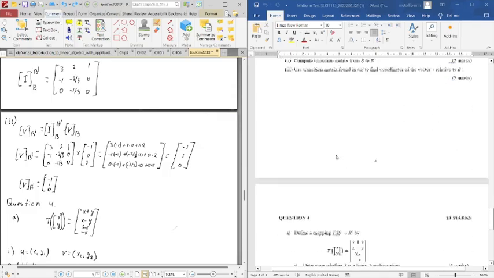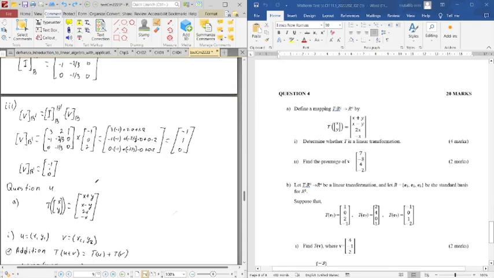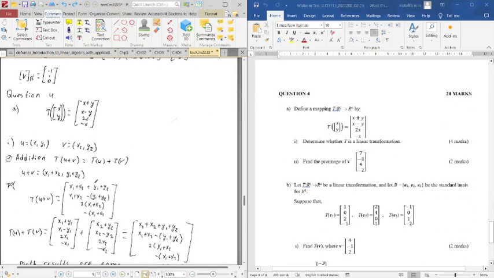And for question 4, it is define a mapping of the transformation from R2 to R4 given by T of vector (x, y), and its image is (x plus y, x minus y, 2x, and -x). And first we need to determine whether T is a linear transformation.